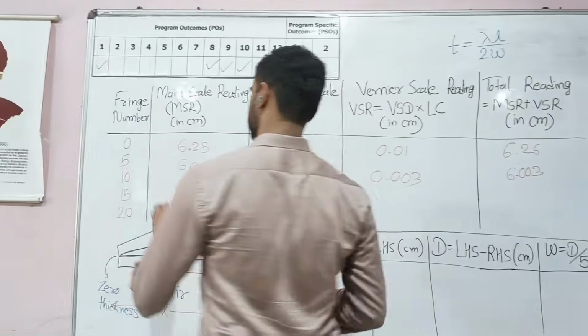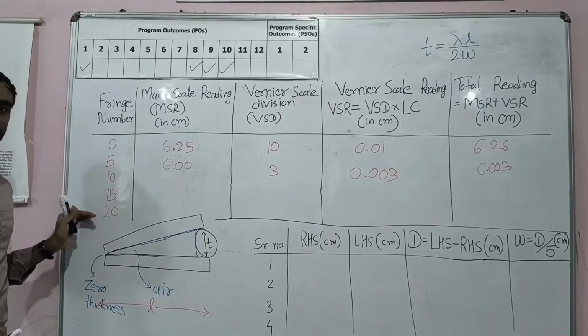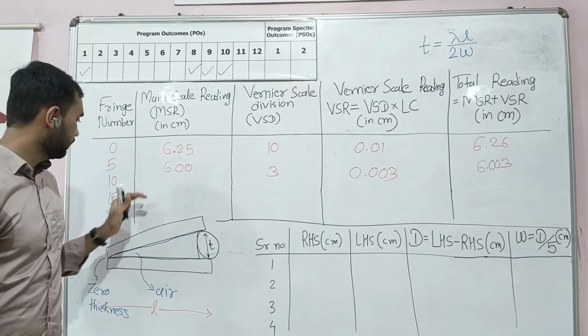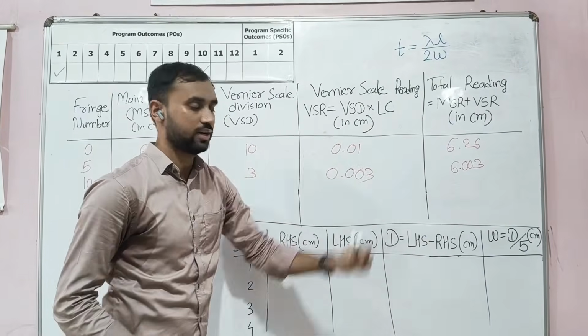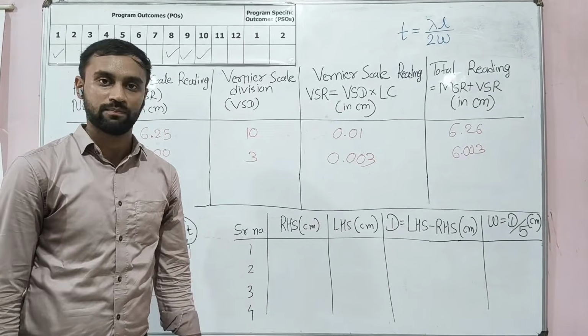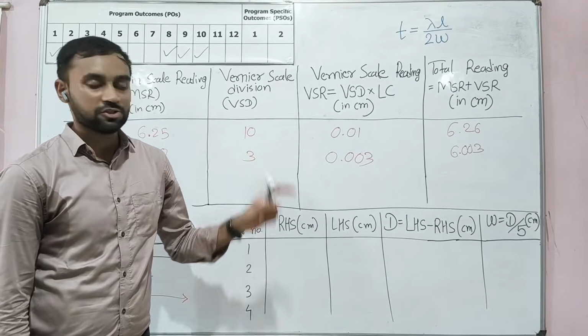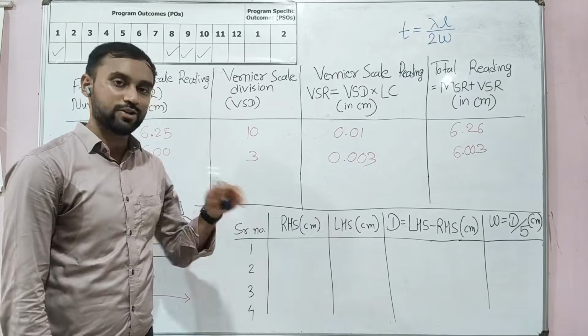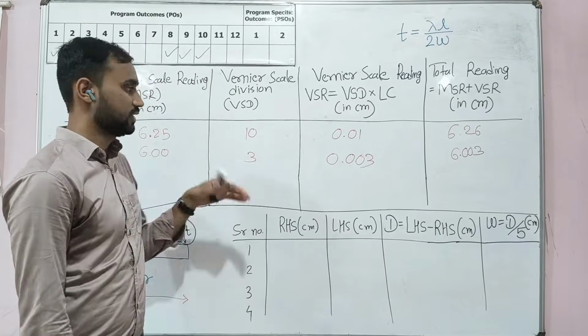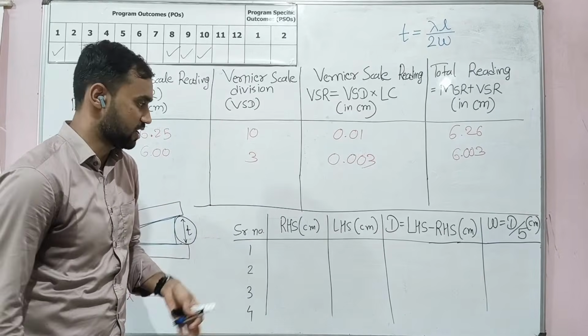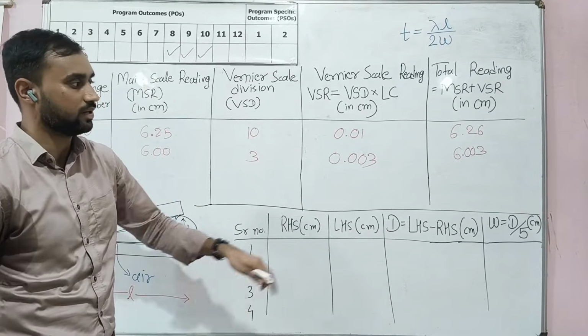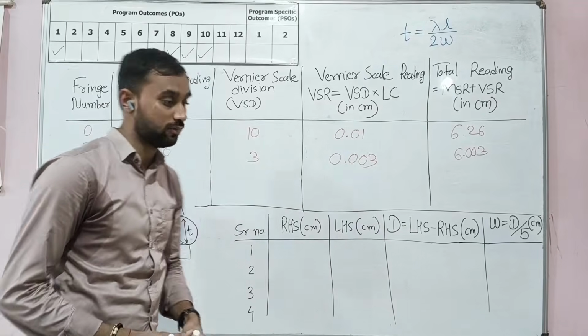We will do the same thing for the 10th fringe, 15th fringe and 20th fringe. You will get a total of 1, 2, 3, 4 and 5 readings. That will be 5 readings in total. So this is your table number 1. Still you don't know what the fringe width is, but with this data you can definitely find it. So once you get this data, you have to come out of the dark room and sit with your pen and paper and fill out the second table, which will help you to find the value of fringe width.